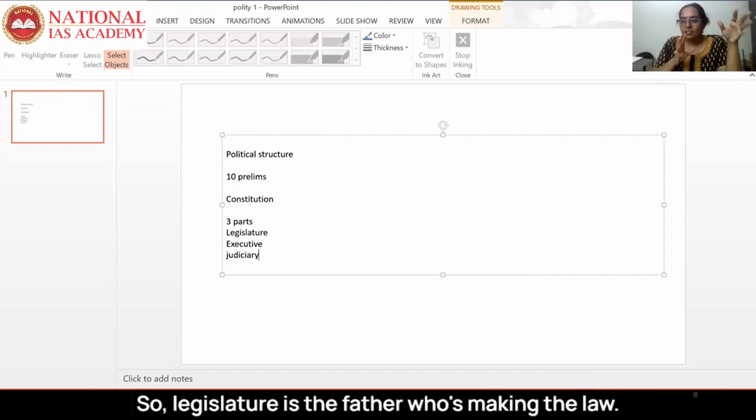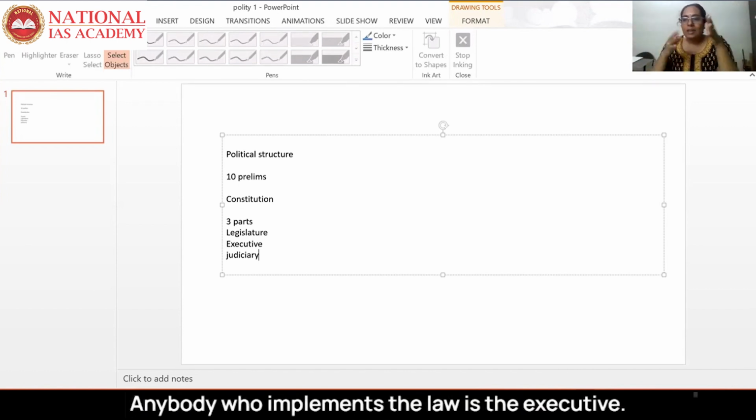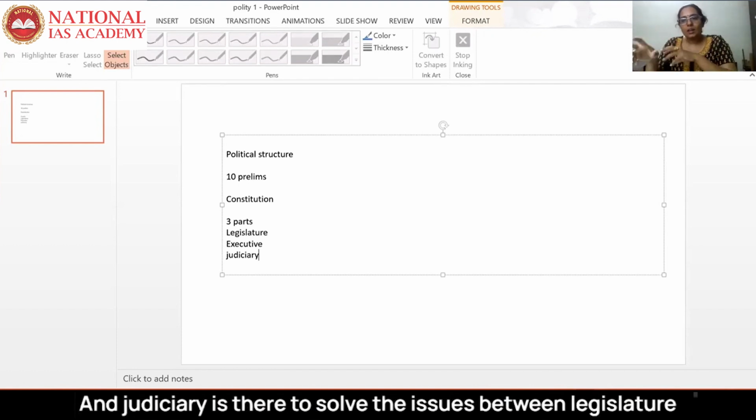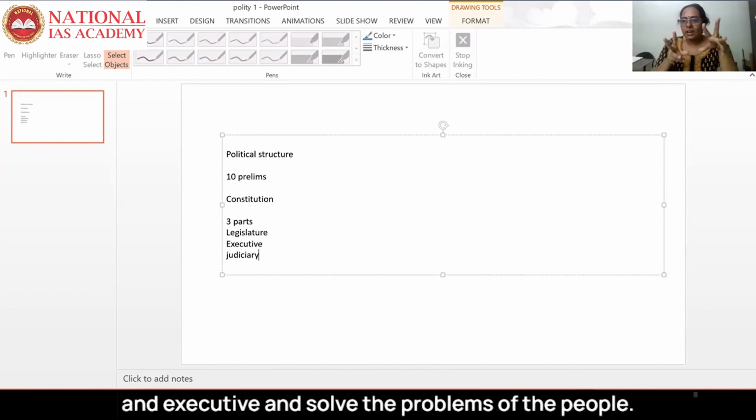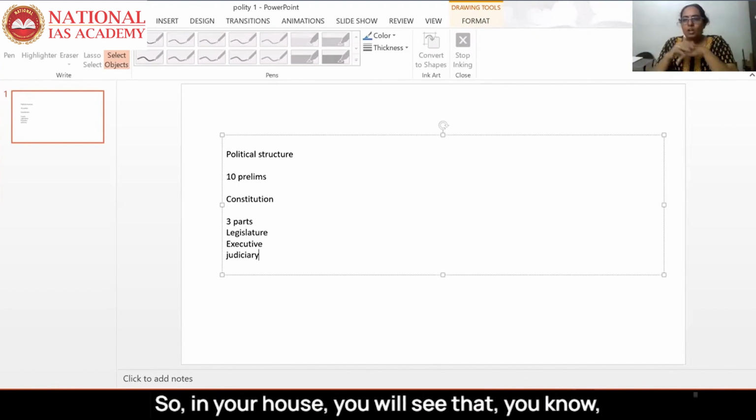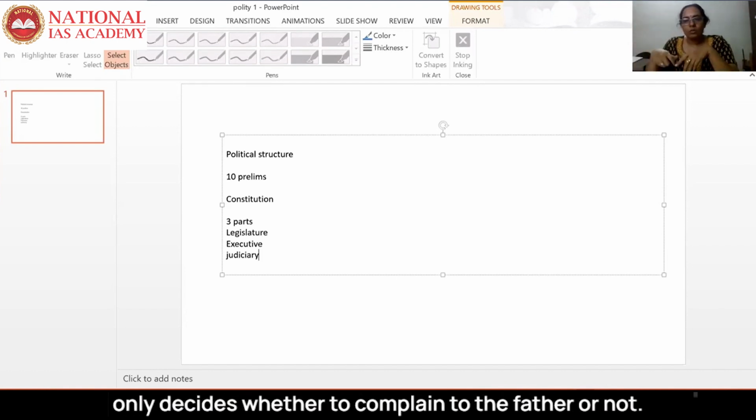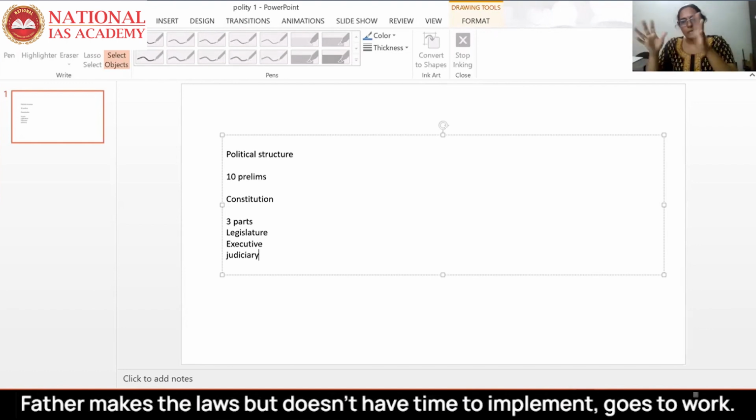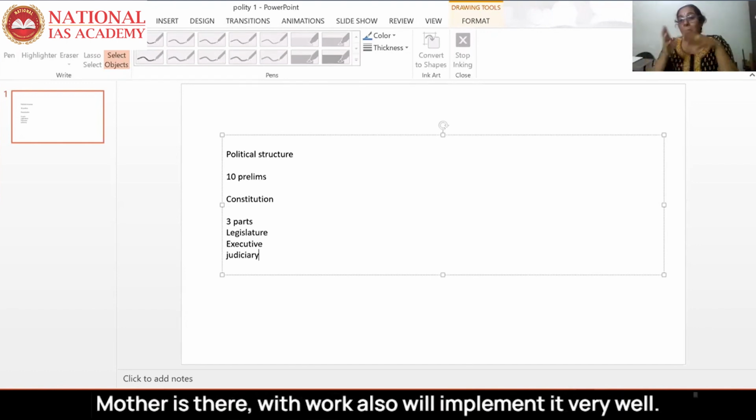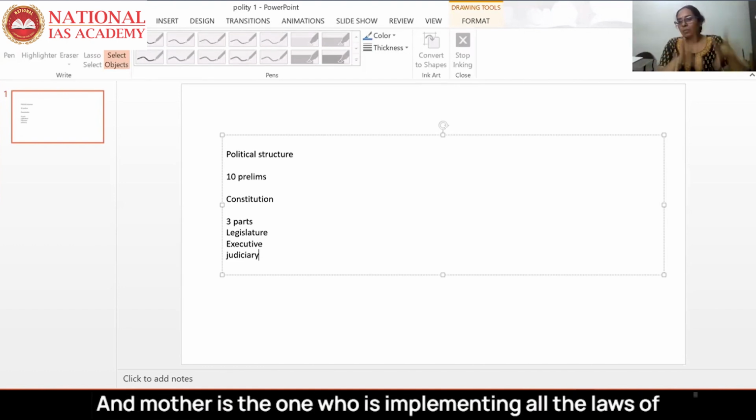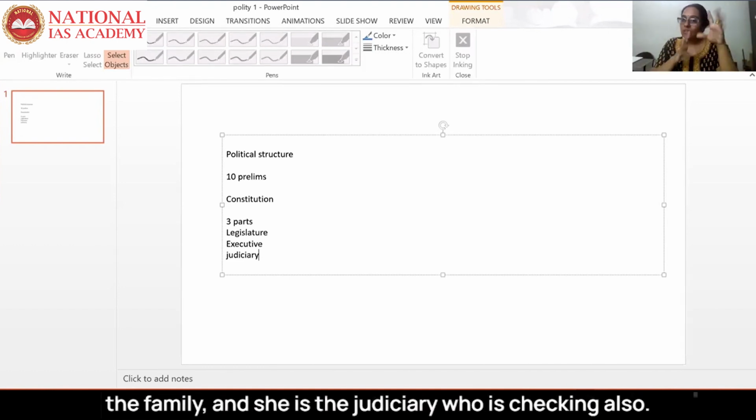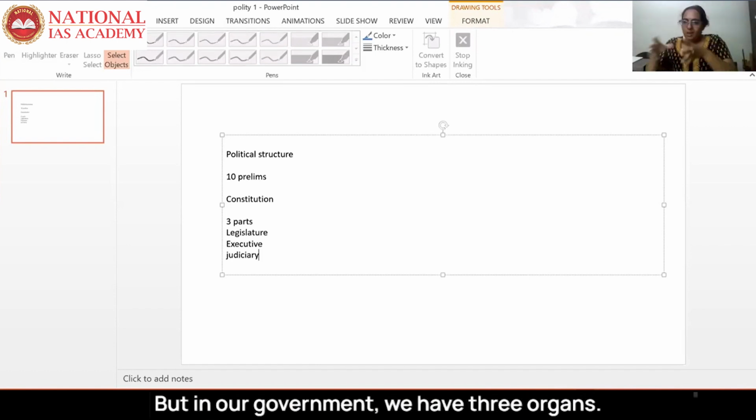So legislature is the father who is making the law. Anybody who implements the law is the executive. And judiciary is there to solve the issues between legislature and executive and solve the problems of the people. In your house, executive and judiciary both are mother. Mother only decides whether to complain to the father or not. Father makes the laws but doesn't have time to implement, goes to work. Mother is there with work, and will implement it very well. Mother is the one implementing all the laws of the family, and she is the judiciary who is checking also. But in our government, we have three organs.